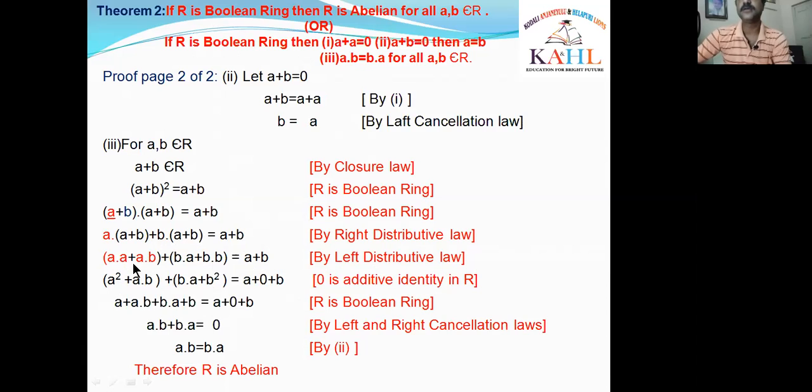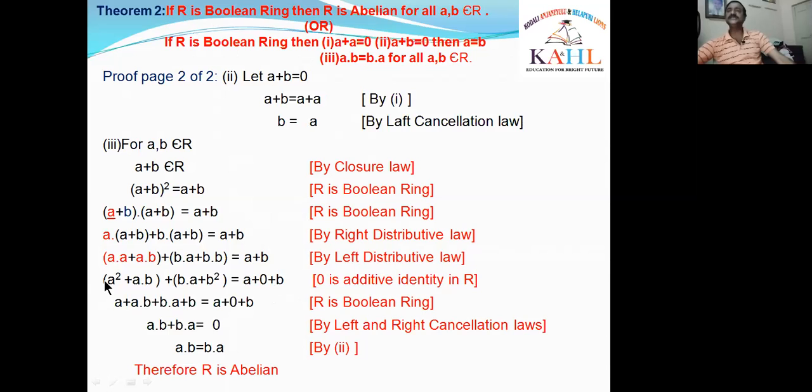A square plus AB as it is, plus BA as it is, plus B dot B is B square. And I am writing here A as A plus 0, because 0 is the identity, and A plus 0 is A. That's why I am replacing A with A plus 0. Plus B is as it is.